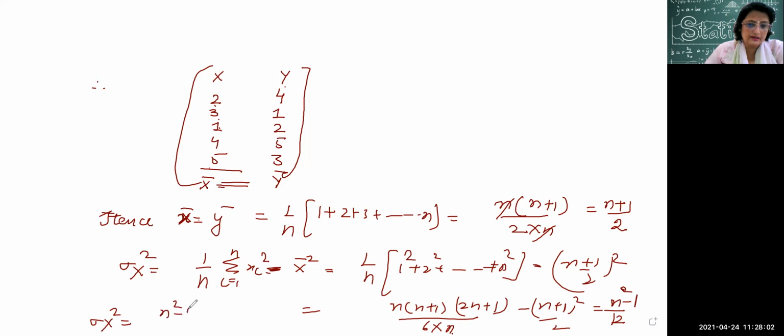N square minus 1 by 12. As y is having the same set of values, therefore the value of sigma x square and sigma y square will remain the same.